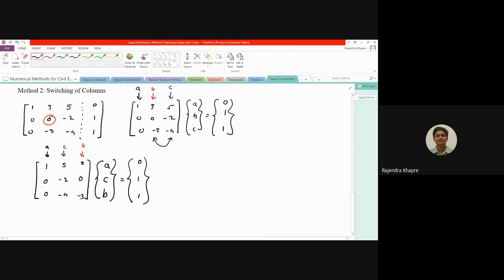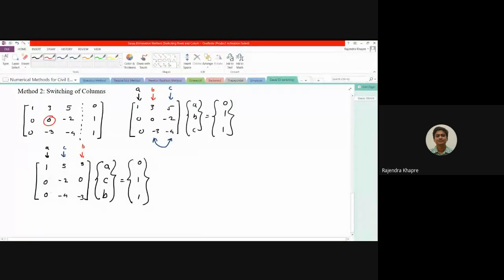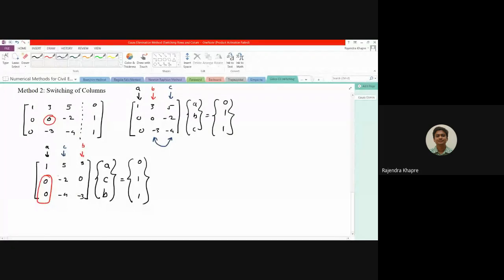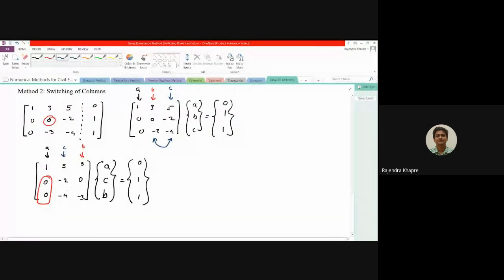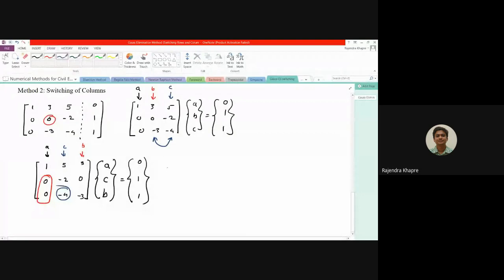Yes, students, is it okay? Yes, sir. So now you see, in this particular matrix, we already have these two elements as 0. Now what is remaining is I need to eliminate this particular element. So now we have to make a32, that is the third row and second column, eliminated to 0.